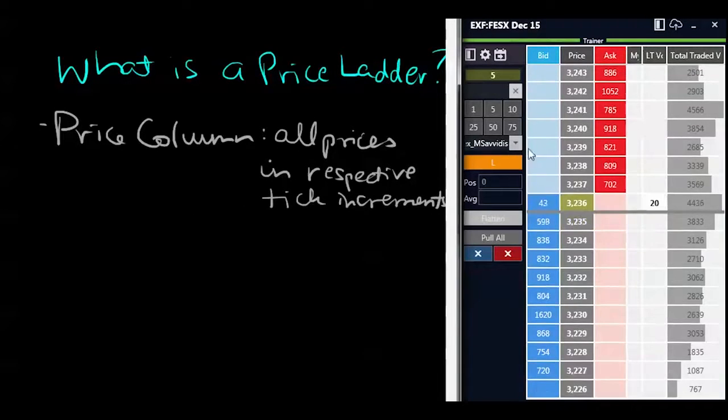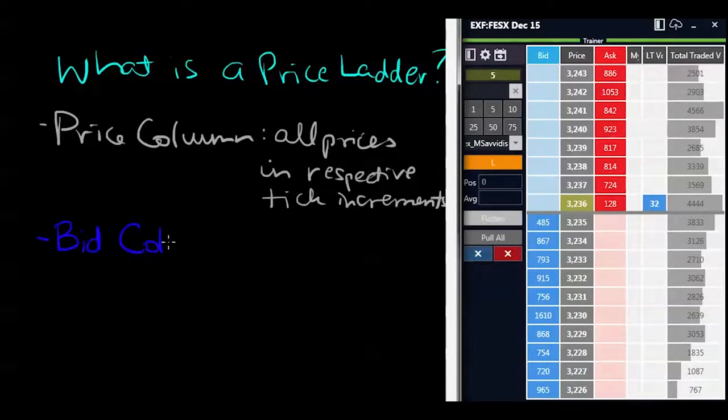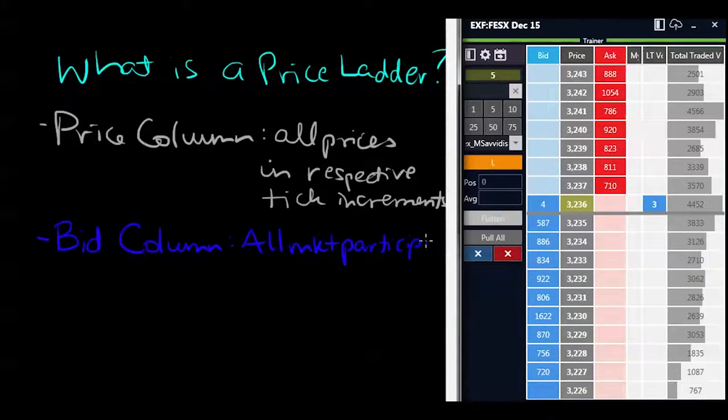Now the next column we're going to go through is the bid side. So what are the bids? The bid column is just as important as the offer column, but we'll go through the bid column first. The bid column is all market participants that are willing to buy.